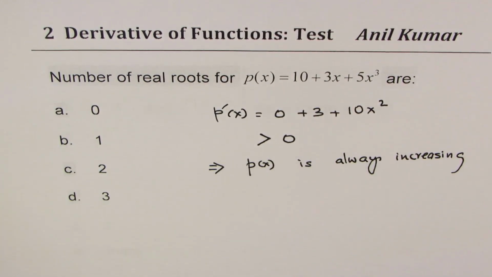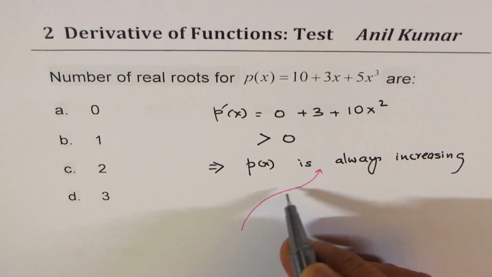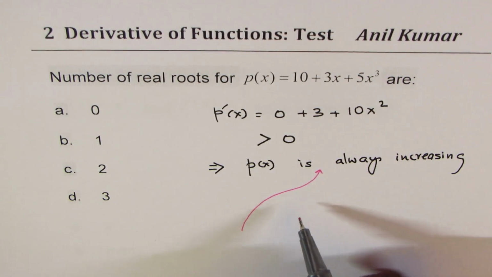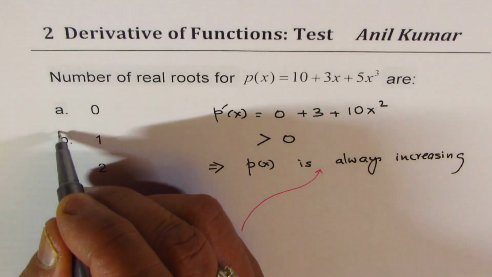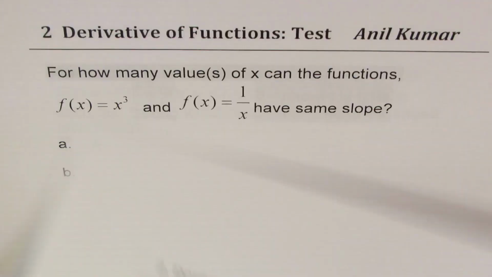If the function is always increasing, kind of going like this, and it's not turning back, we cannot have more than one real root, right? So the answer is 1. So this polynomial function will have only one real root. So I hope the concept is clear.